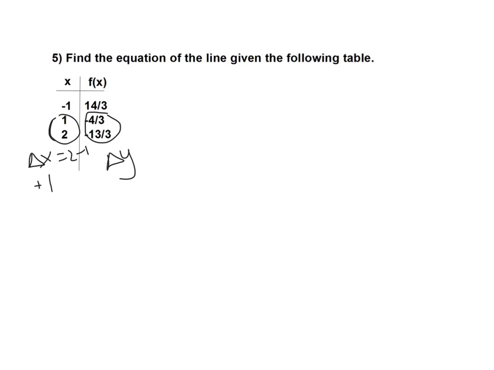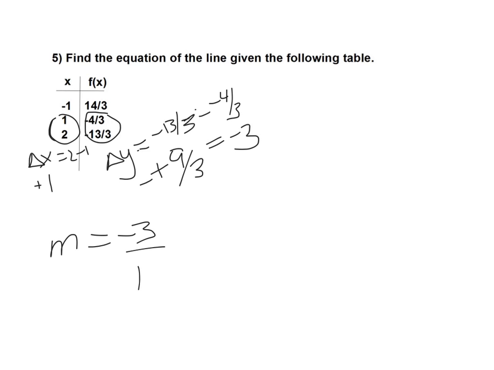The delta y is equal to negative 13 over 3 minus negative 4/3, or in other words, I'm going up 9/3. Let me correct that. We're going down 9/3. That should be negative 9/3. So I get negative 3. Do your math right, Miss Kite. All right, so that's going to tell me my slope. My slope is negative 3 over 1.